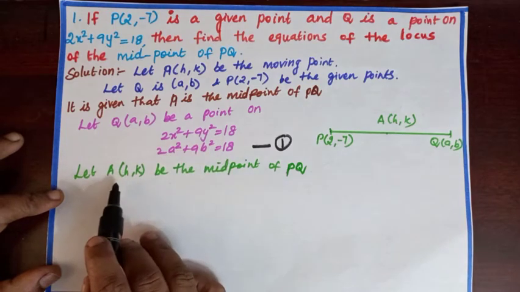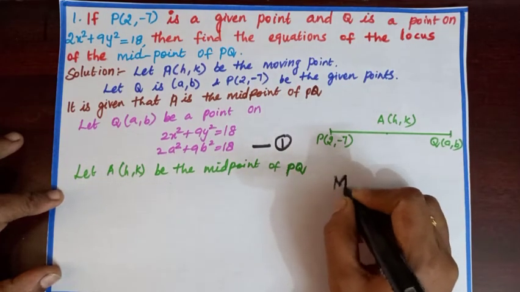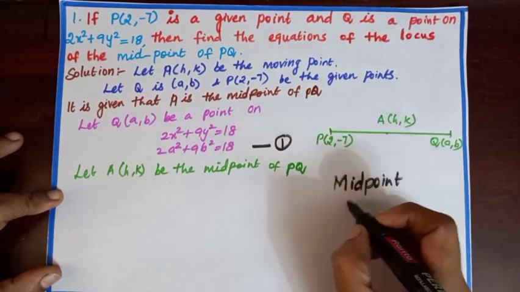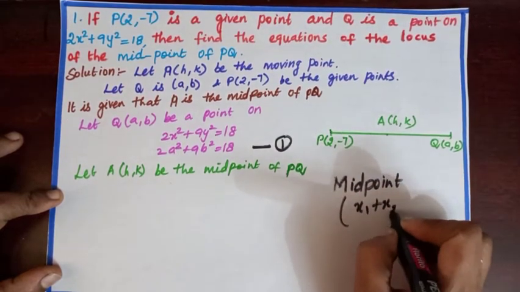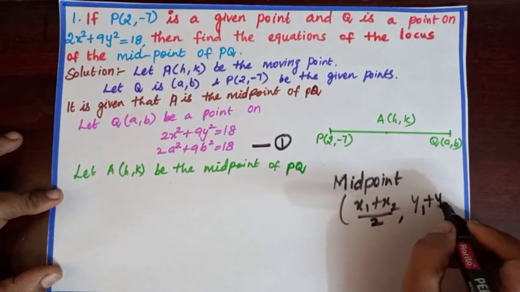Now I am going to find the midpoint of PQ. We know the midpoint formula: x1 plus x2 by 2, y1 plus y2 by 2.